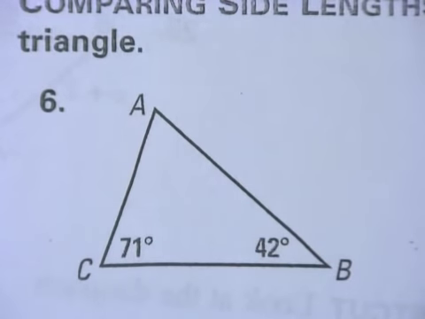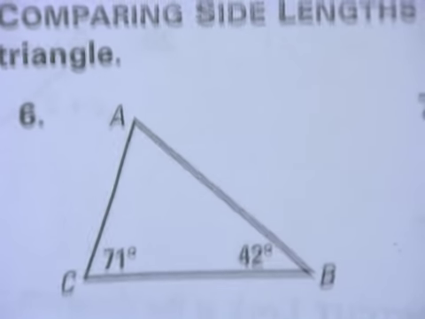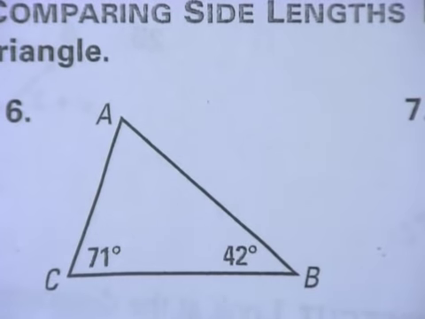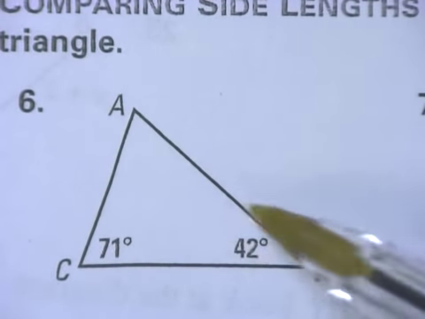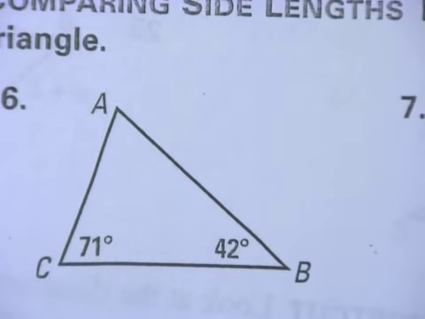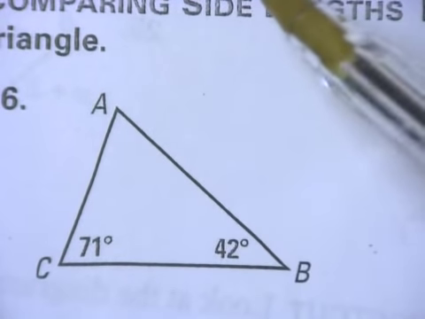Okay, class. So we're on page 298, and we're doing questions 6 through 11. Let's take a look at question number 6 first. They're asking us in this problem to name the shortest and the longest sides of the triangle. Unfortunately, before I can do that, I need to know what all the measures of the angles are in the triangle. I know that a triangle has 180 degrees, so I can find the measure of angle A pretty simply.